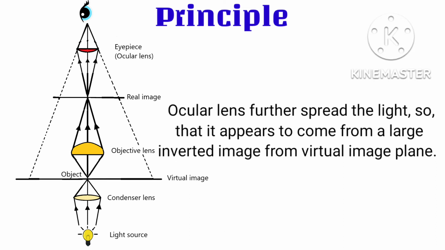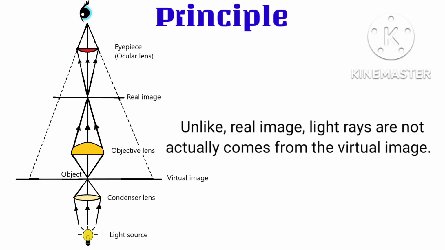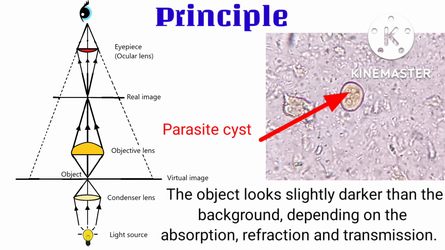The function of the ocular lens is to spread the light rays so that they appear to come from a large inverted image from this plane. Because light rays are not actually passed through this location, that's why this image is called a virtual image. The object looks slightly darker than the background, depending on the diffraction, absorption and transmission property of the object.